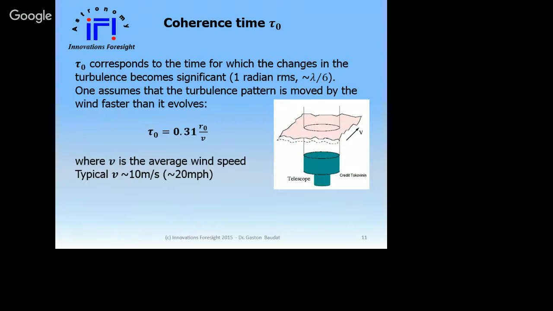Based on this assumption, which is known as the Taylor hypothesis, tau zero, the coherence time, is given by the ratio of R0, which is the average cell size, to the average speed of the wind. And the average speed of the wind across the atmosphere is around 10 meters per second, or 20 mph. Tau zero is also a function of wavelength, because R0 is, but V is not, of course, and it increases roughly as the wavelength.